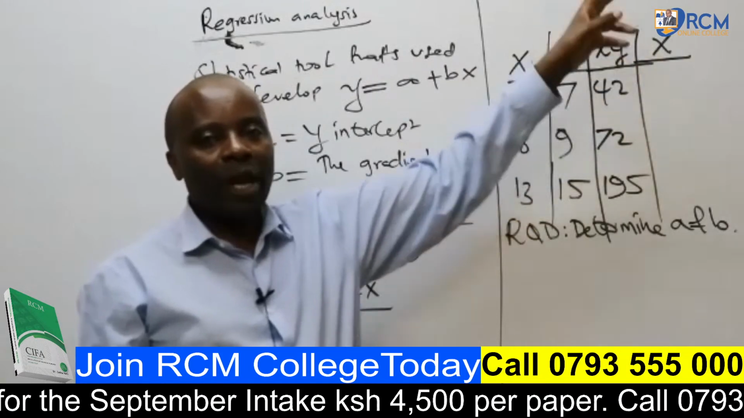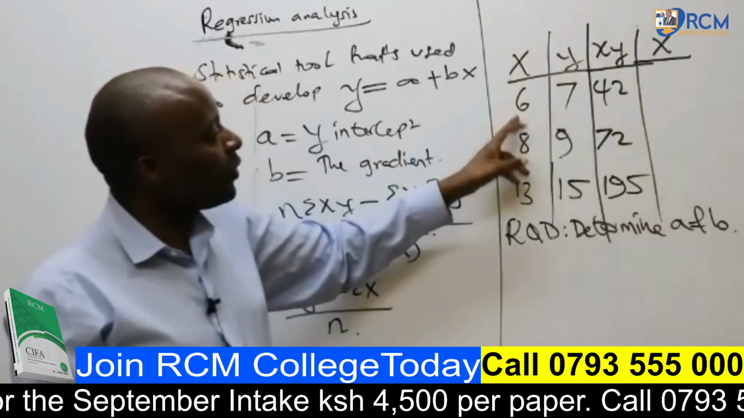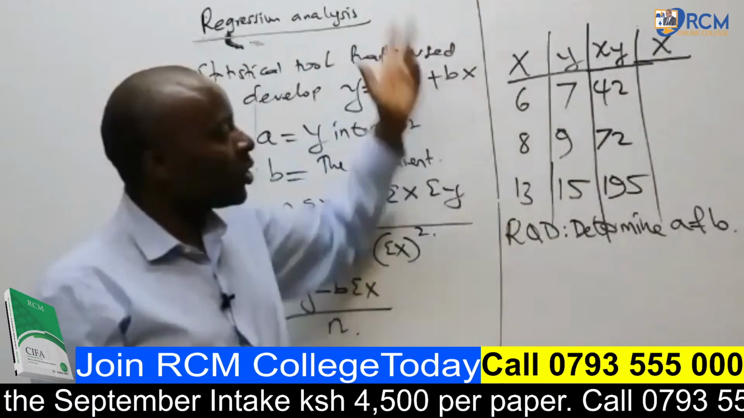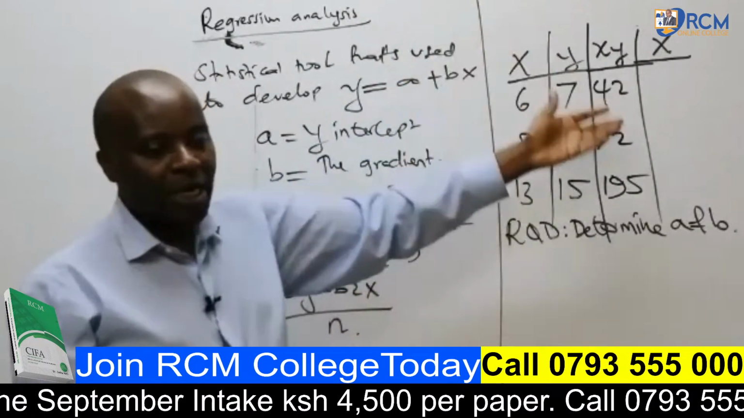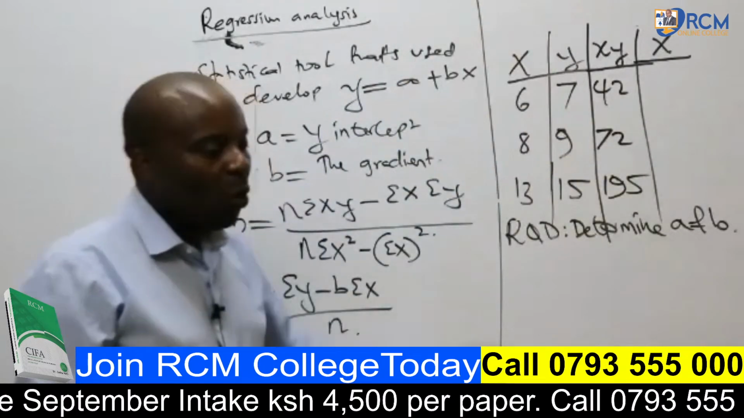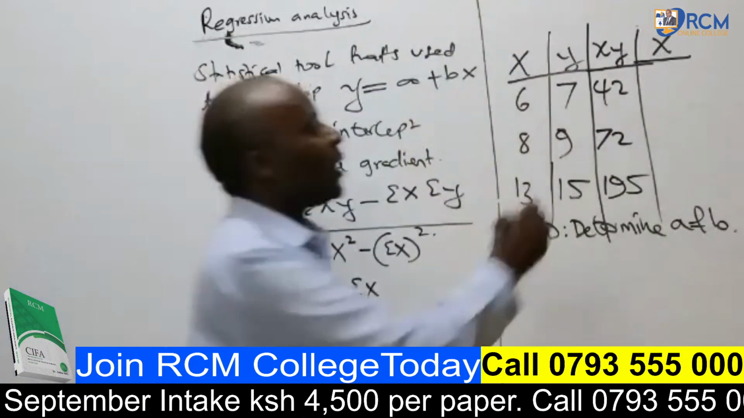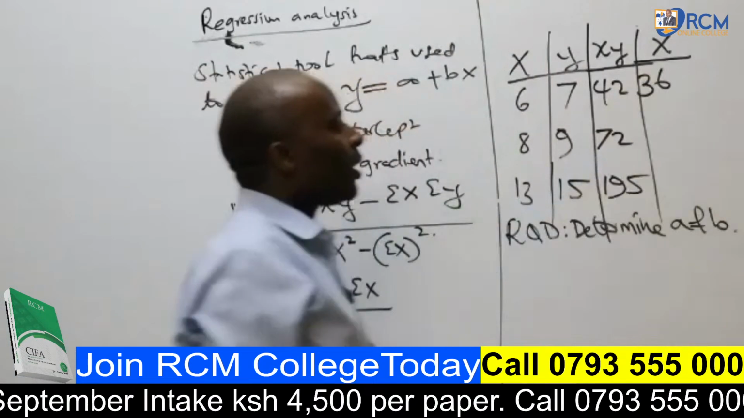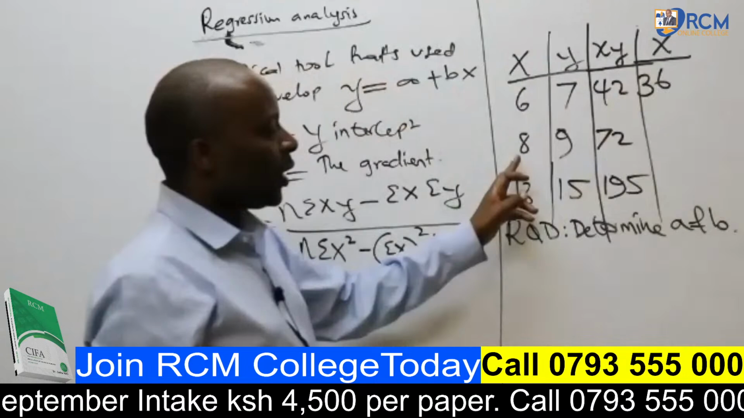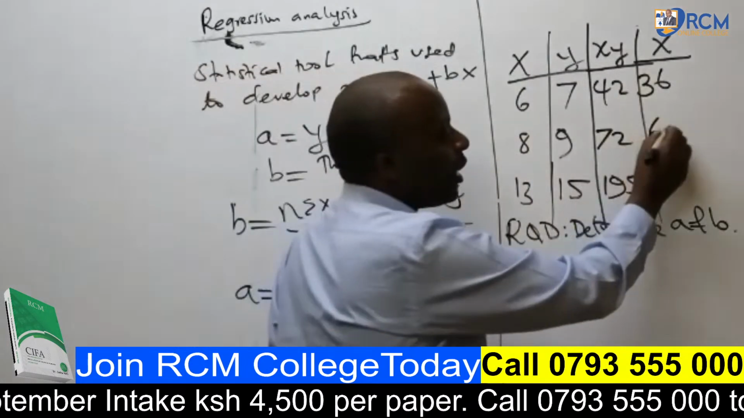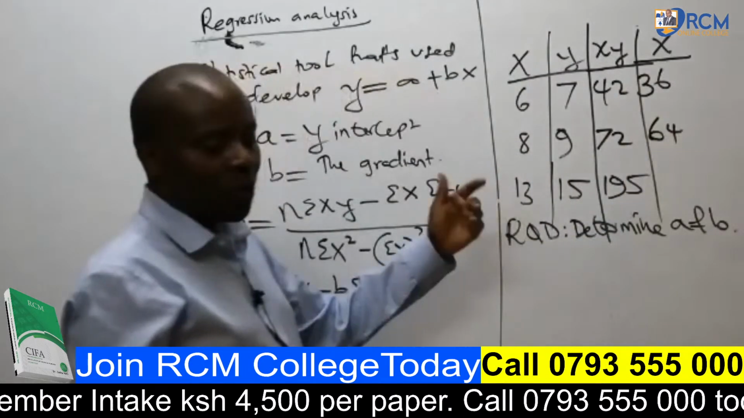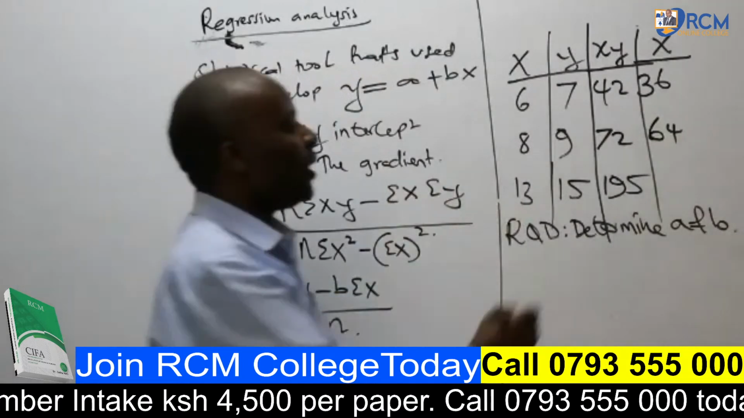So X squared, what do we have? 6 squared, 8 squared, 13 squared. Could you kindly give me these figures now? What is 6 squared? This is 36. This is 8 squared, which gives me 64. And then we have 13 squared, which gives me 169.